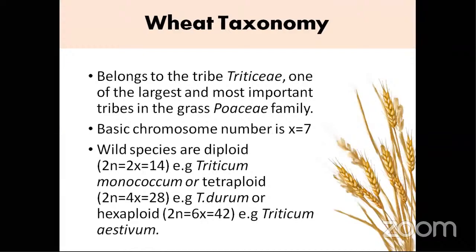One is diploid, then tetraploid, and then hexaploid. Diploid, as you all know, means 2. So it contains 2n number of chromosomes, that is equal to 2x, 2 multiplied by the basic number of chromosomes, which comes to 14. The wheat species which is diploid is Triticum monococcum. Then tetraploid. Tetra means 4 times, so it is 4 into 7, that is 28. The example is Triticum durum, which is used to prepare pasta products and semolina. And then is the hexaploid. Hexa means 6, so that is 6 into 7, equal to 42. The example of it is Triticum aestivum. Hope it is clear to you.